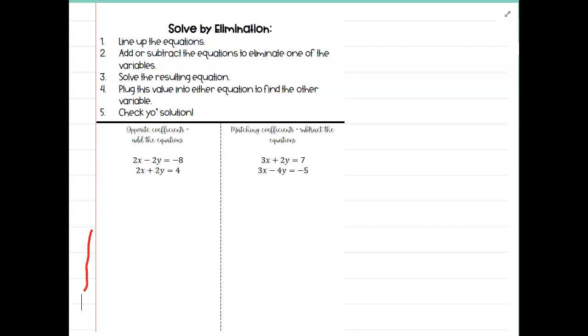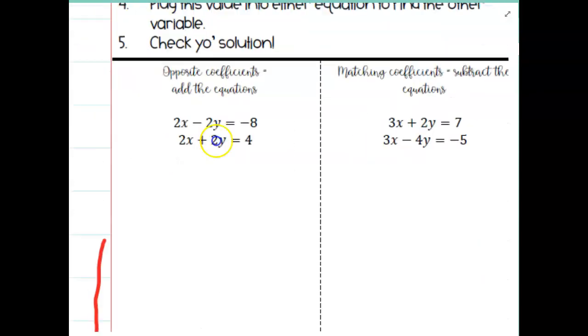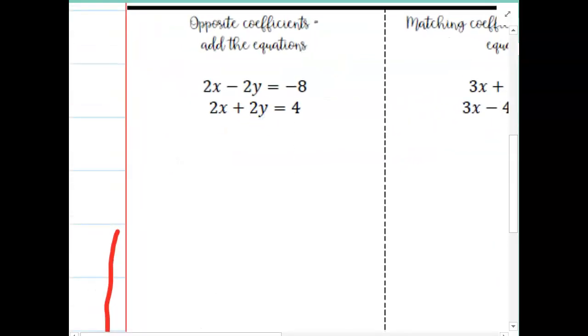What you're going to do next is either add or subtract the equations. I'm going to explain how you're going to know whether to add or subtract. Then you're going to solve that resulting equation. That's going to give you either your x or your y, one or the other. And then you just have to find the other one, which is what we did last week. So let's look at this first one here.